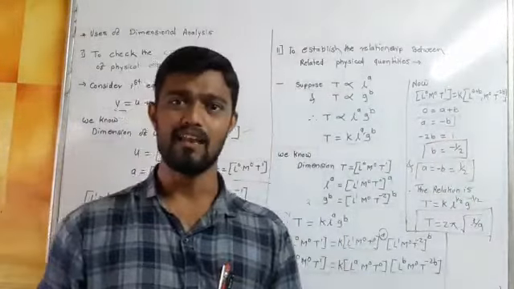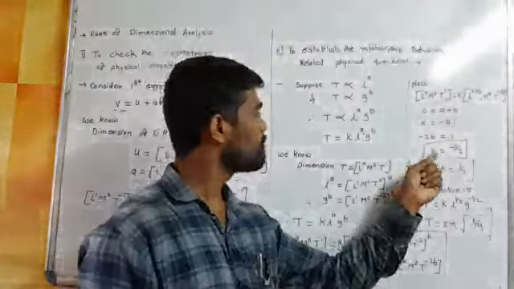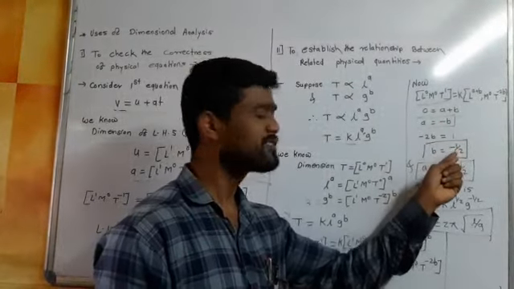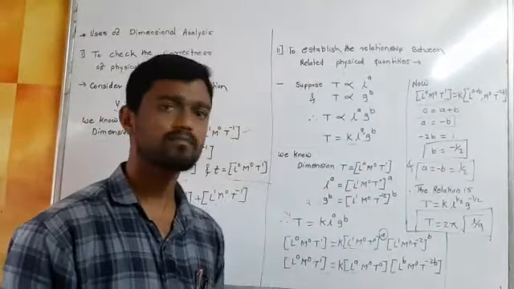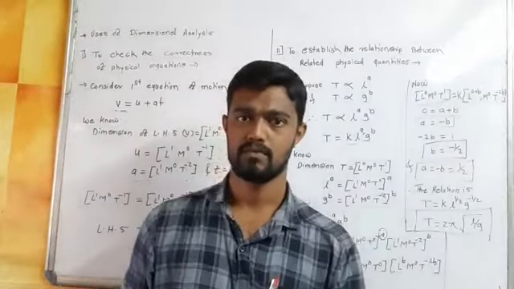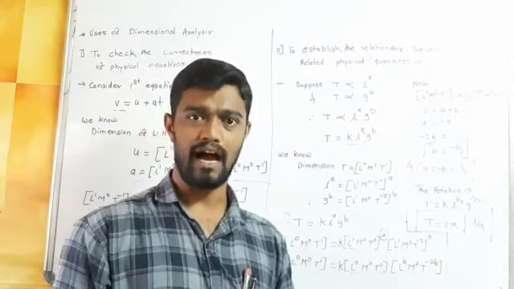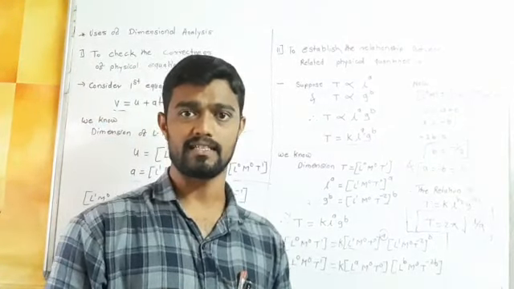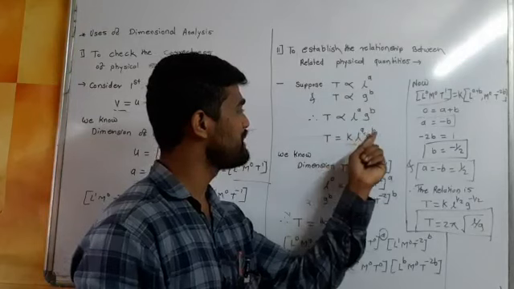What is my B's value? Minus 1 by 2. Just put the value of B here. So minus minus is plus, and you get A is equal to 1 by 2. I got the values of A and B. What is my A? A is half. And my B is minus half. So the relation is, just put the values of A and B here.